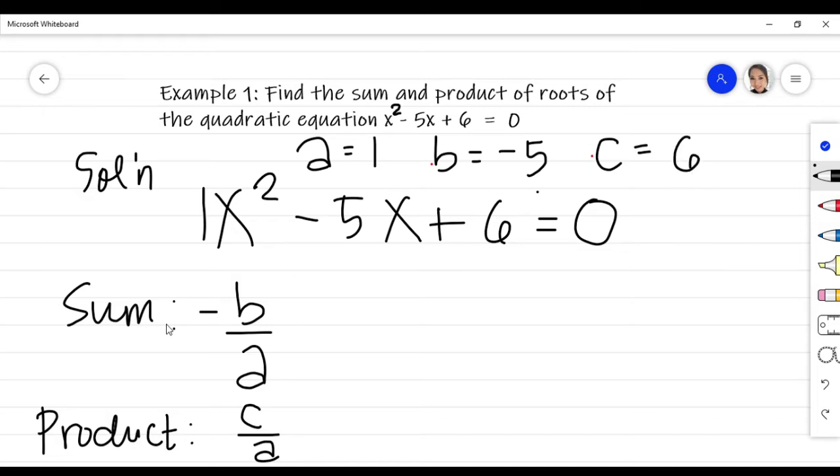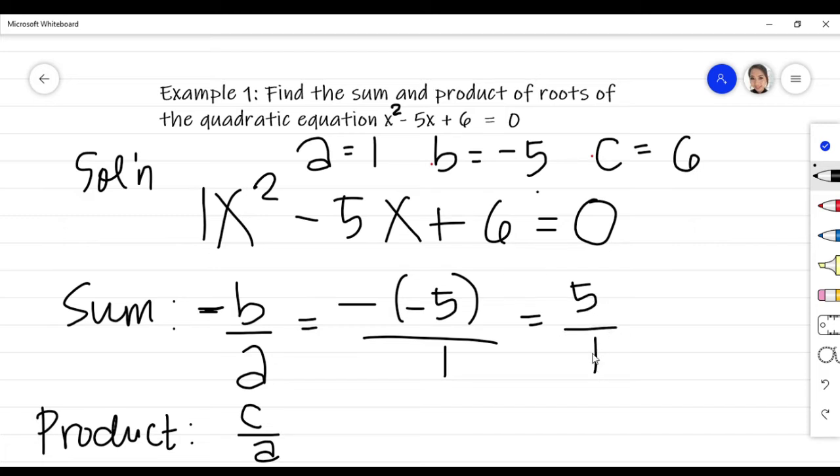So substituting the values of a, b, and c for the sum and the product of the roots. So for the sum, we have negative b, so negative, meaning I am writing this negative here. Then our b is negative 5, so that is negative times negative 5 over a, which is 1. So negative times negative 5, that is positive 5 over 1, which is equivalent to 5. So our sum is 5.